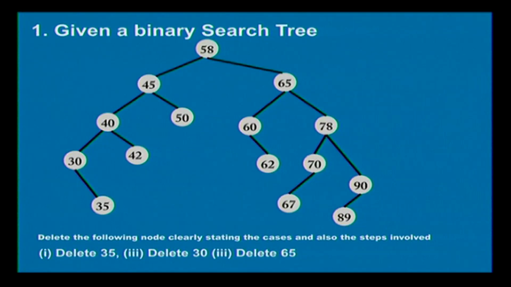When you do this, you will see that we are tackling all the 3 cases, and you will be able to understand what the steps involved in the 3 cases are. When you are deleting 65, try to do both replacement by in-order successor as well as replacement by in-order predecessor. So, in this lecture we have covered the basic deletion from a binary search tree. Thank you very much.